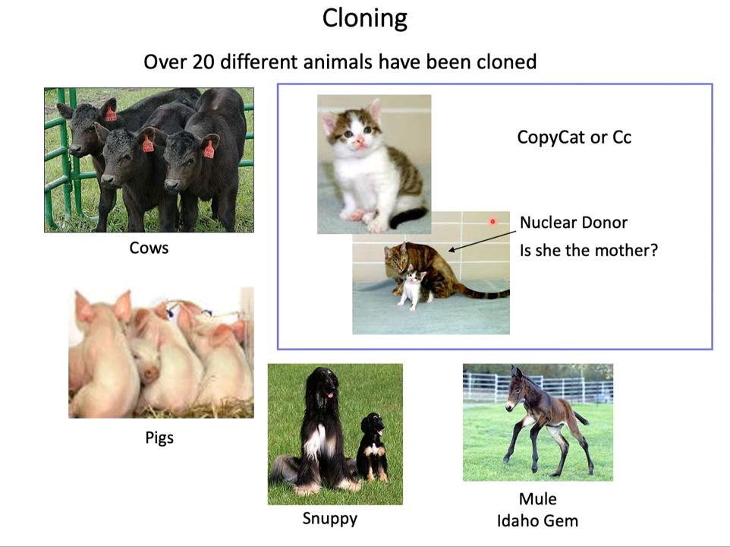So here is the cat which donated the adult cell that was used to clone the cat CC by somatic cell nuclear transfer. You may think of this donor cat as the mother cat, but in fact, the donor cat is a twin. You can think about the cloned animal as the late-born twin. Also shown is Snuppy, the Afghan hound. This puppy was one of 3 puppies produced from 123 surrogate mothers, and he is the lone survivor. Also shown is a mule, Idaho Gem. As you know, mules are normally sterile.